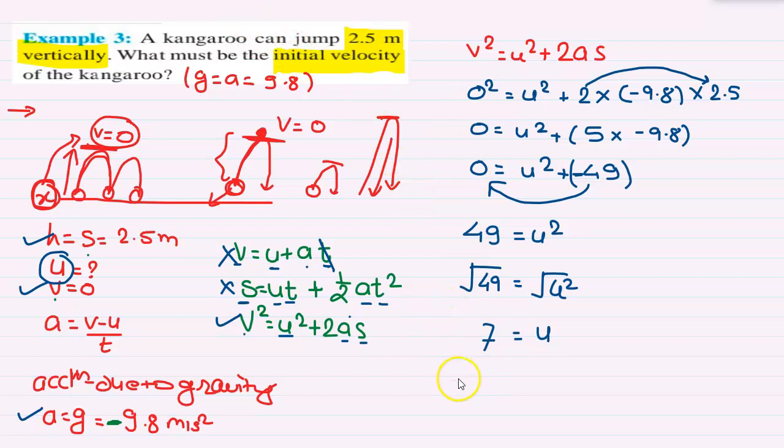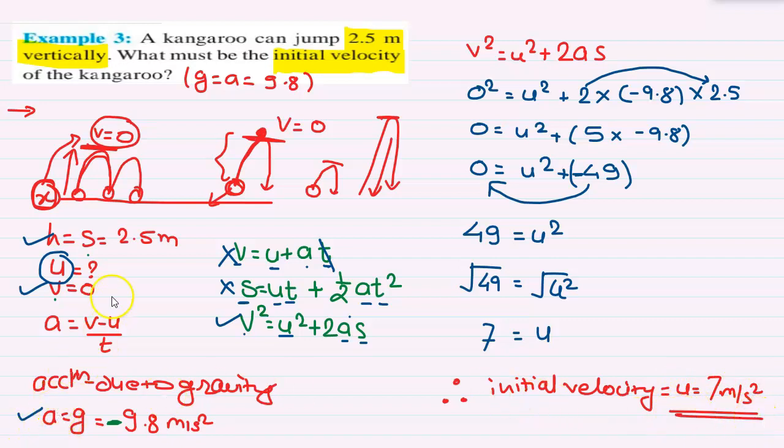Therefore the initial velocity, U, is equal to 7 meter per second, and that is your answer. I hope you understood.